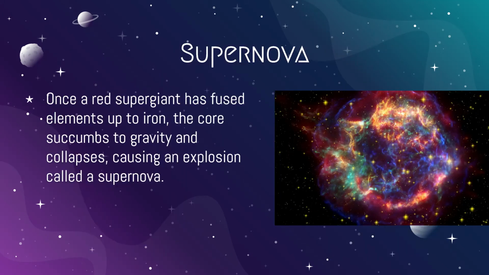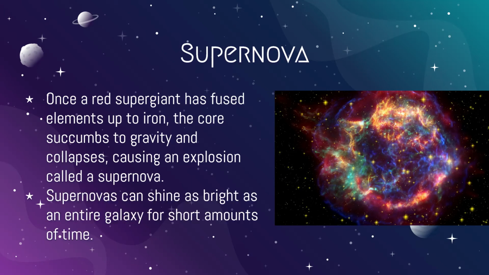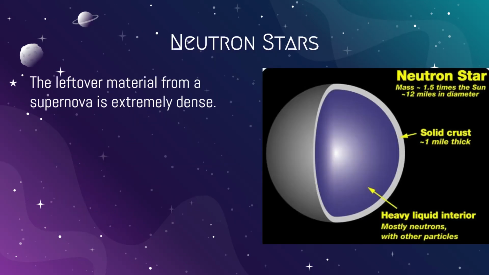Now we are going to discuss supernova. Once a red giant has fused elements up to iron, the core succumbs to gravity and collapses, causing an explosion called a supernova. Supernovas can shine as bright as an entire galaxy for short amounts of time. Keep in mind that supernova can only happen to very large stars. Neutron stars are made from the leftover material from a supernova, and they are extremely dense.